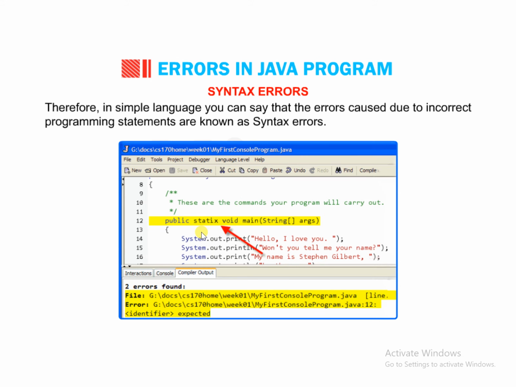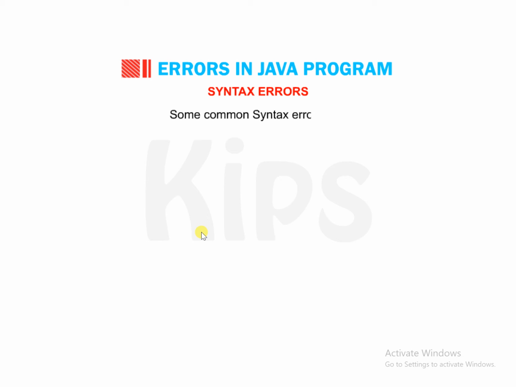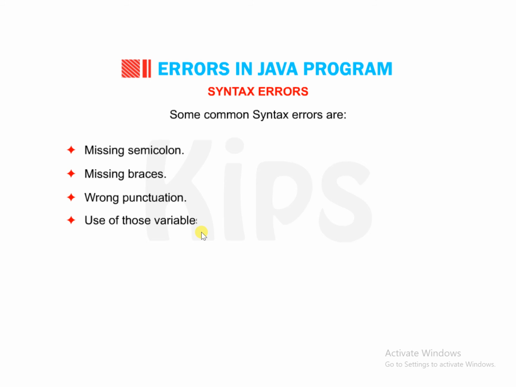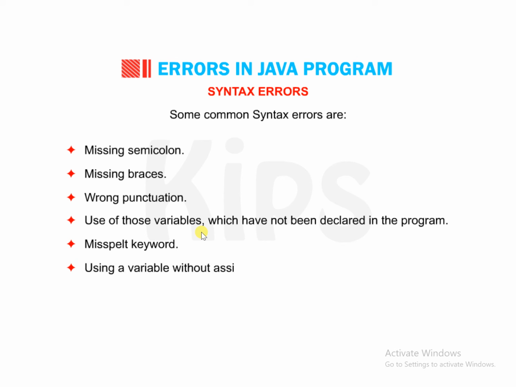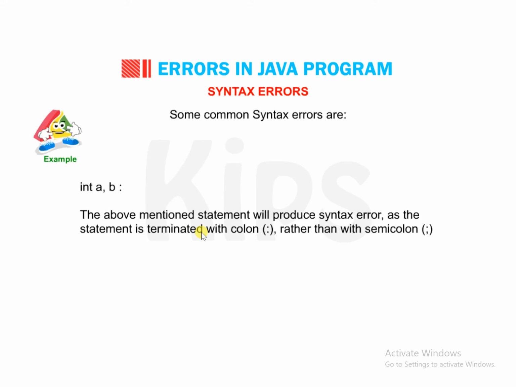Therefore, in simple language, you can say that the errors caused due to incorrect programming statements are known as syntax errors. Some common syntax errors are: missing semicolon, missing braces, wrong punctuation, use of variables which have not been declared in the program, misspelled keywords, using a variable without assigning any value to it. Let us understand this through an example.